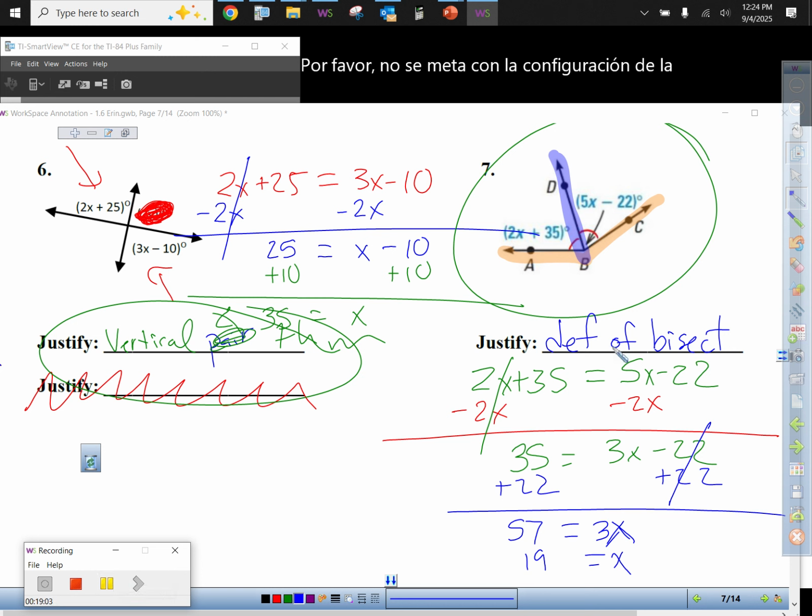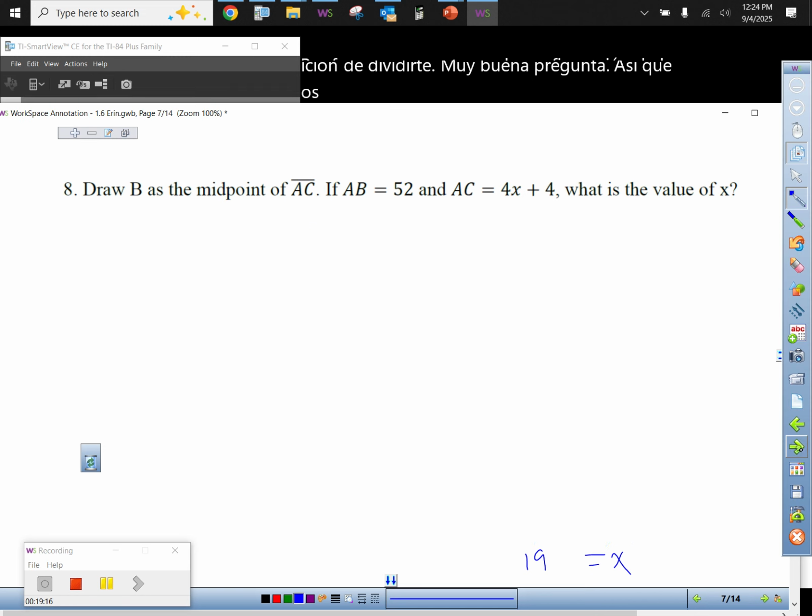I would like it because it kind of makes sense. You know, I'm glad that you asked. If you didn't put it, I probably wouldn't mark you wrong, but it's the definition of bisect, you know. So good question. So she asked if we needed to put the word "of." Let's try the next one.